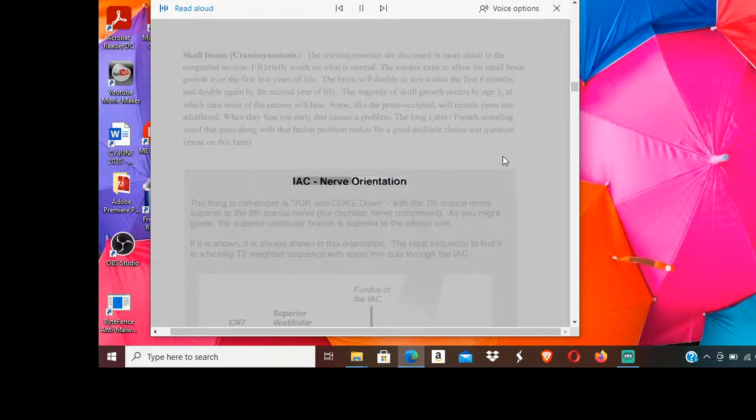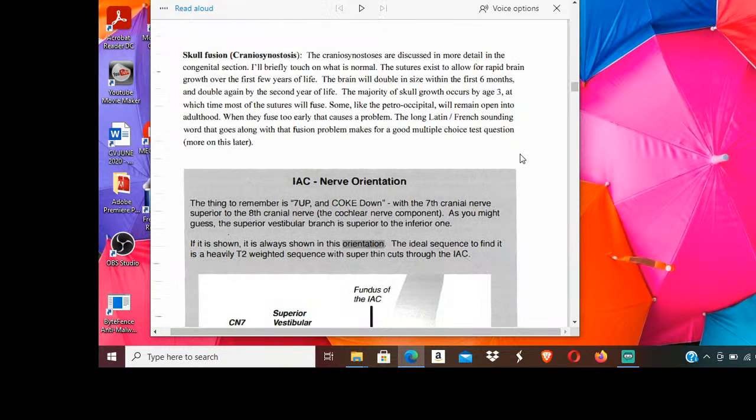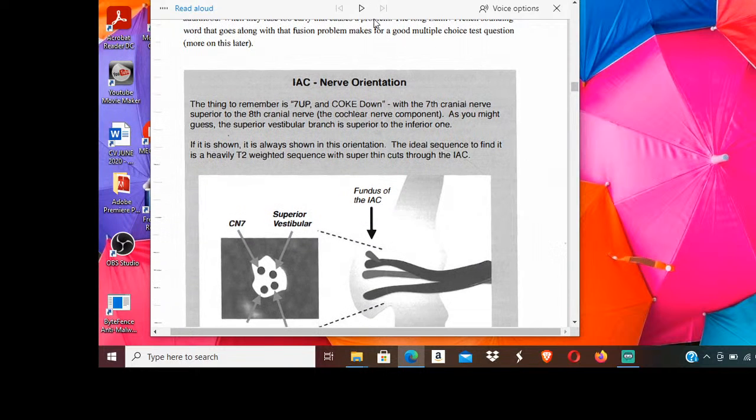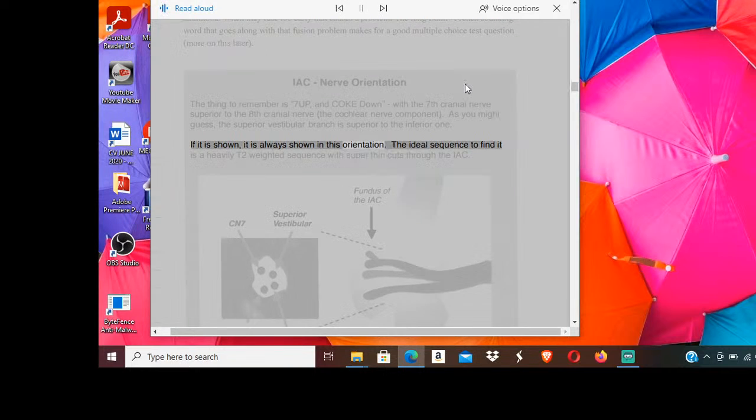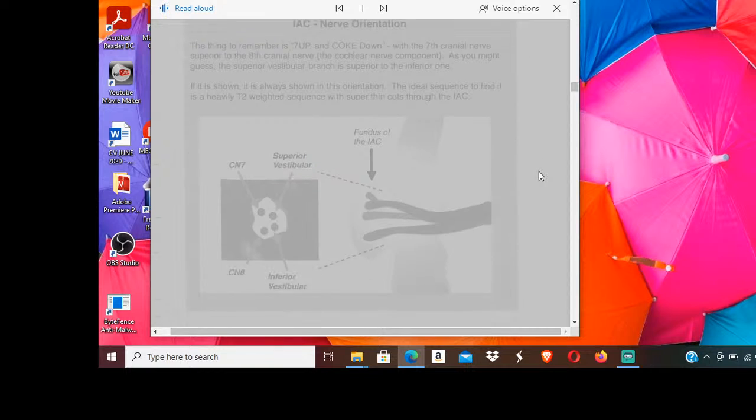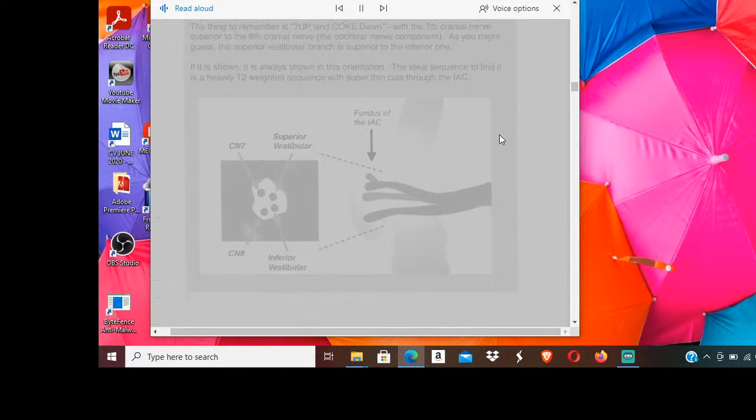IAC, nerve orientation. The thing to remember is 7UP and COPE down, with the 7th cranial nerve superior to the 8th cranial nerve, the cochlear nerve component. As you might guess, the superior vestibular branch is superior to the inferior one. If it is shown, it is always shown in this orientation. Orientation. The ideal sequence to find it is a heavily T2 weighted sequence with super thin cuts through the IAC. CN7, superior vestibular. Inferior vestibular. Fundus of the IAC.